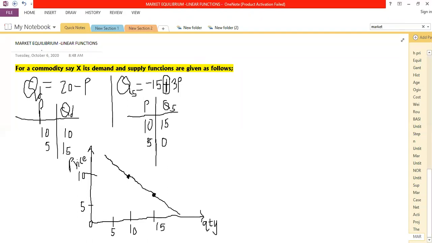You can extend it to either side, even to cut your x-axis, it's still okay. Even to cut the y-axis, it's still okay. This is our demand curve, the DD.